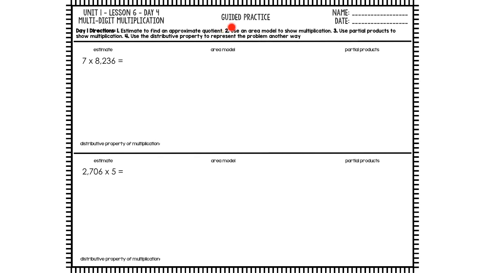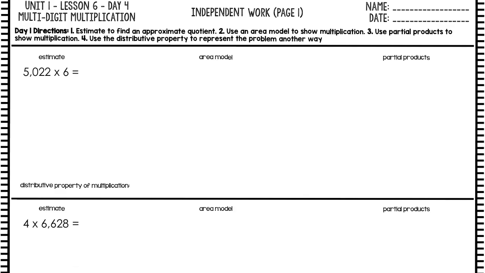So the guided practice we did in class. The partner work you will do with a partner when you finish watching this video for the independent work. Alright, here we are. It says independent work page 1 and we're on day 4. So there should be 4-digit numbers on this one. Let's begin.